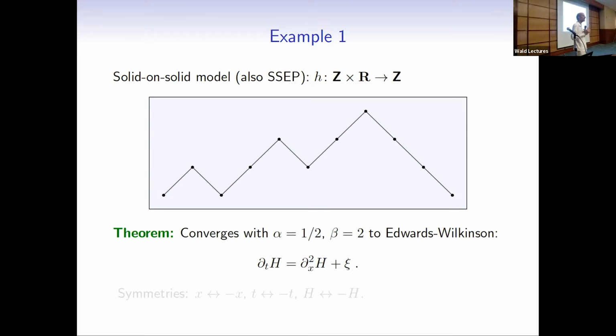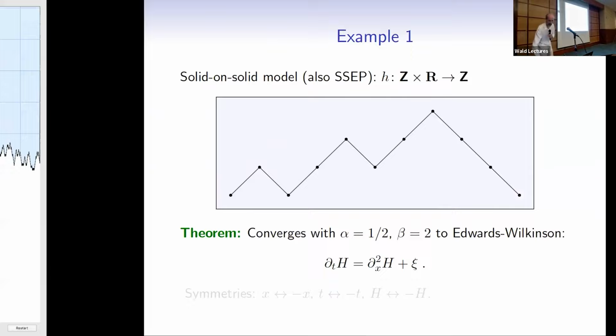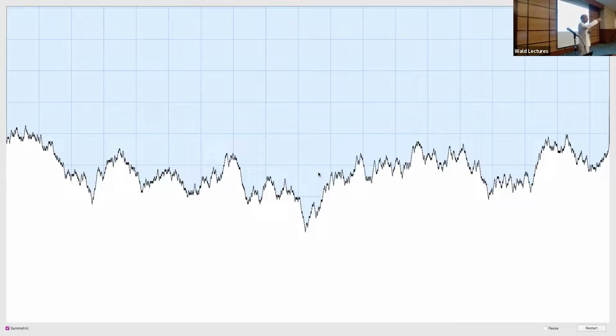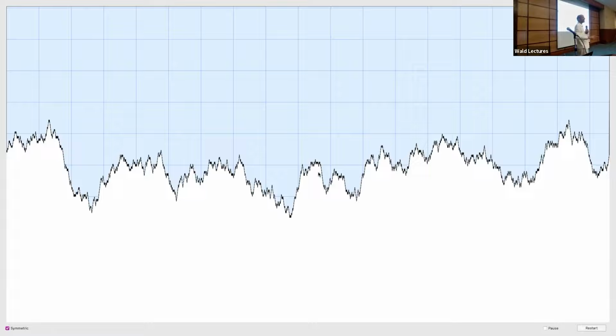So let me just show you what this looks like. So this is what this looks like. Okay. So you see that for fixed time, this sort of looks like a Brownian motion. Obviously, this is a Brownian motion in space that also evolves in time.